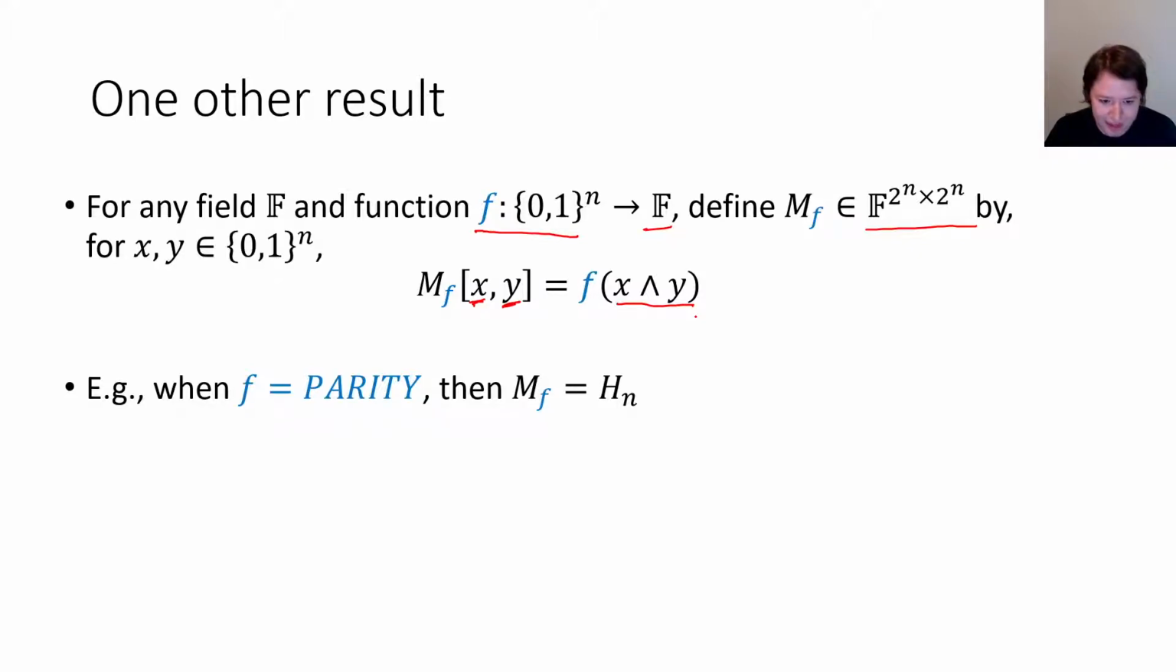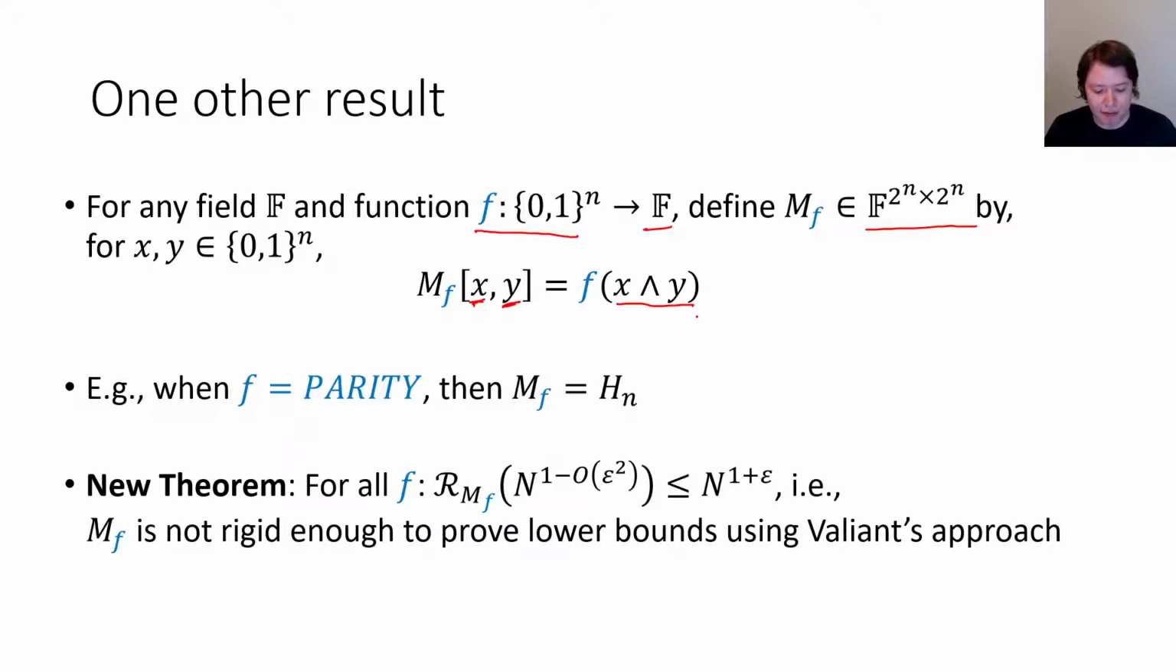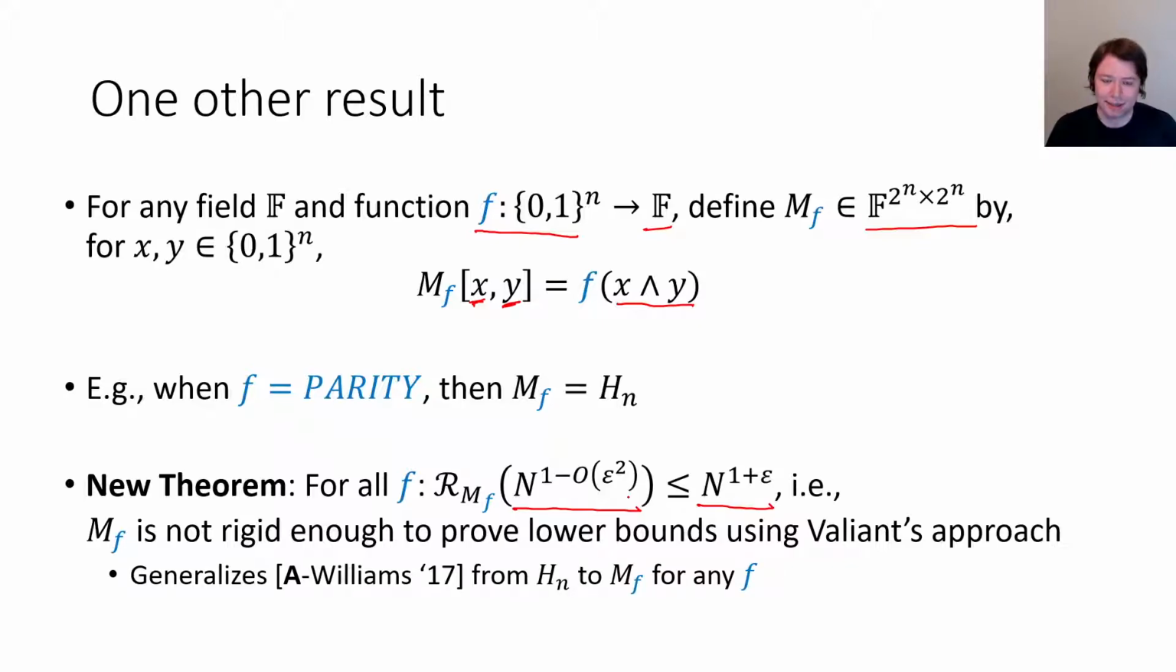And another new result in the paper is that for any function f in any field, this matrix M sub f is not rigid enough to prove lower bounds using Valiant's approach. So you can change n to the 1 plus epsilon of its entries, and again make its rank like n to the 1 minus epsilon squared. So this generalizes the previous result from the non-rigidity of just the Walsh-Hadamard transform to any matrix that's defined like this, even for a very complicated function f.